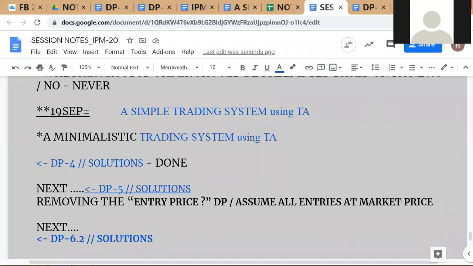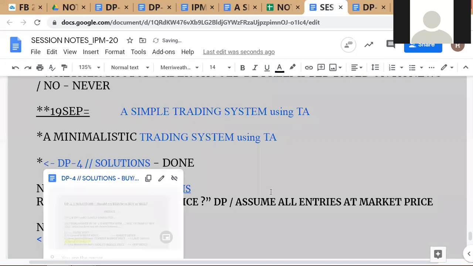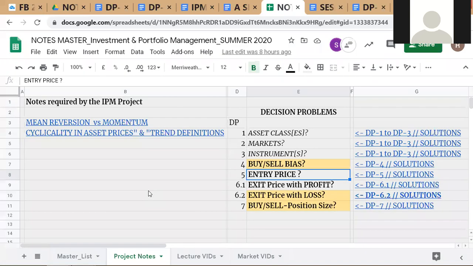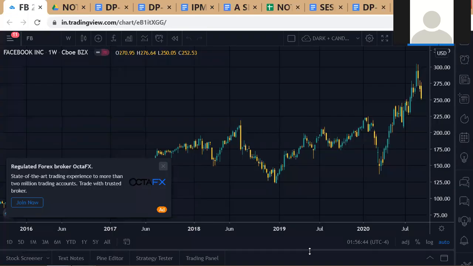Okay, so I put a star here. Next is DP5, right? Now, DP5 is the question of what to do after having decided your buy or sell bias. Let me just show it to you on Facebook as well.